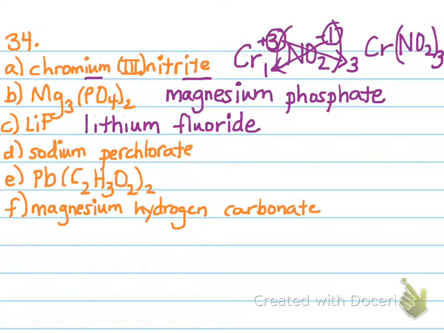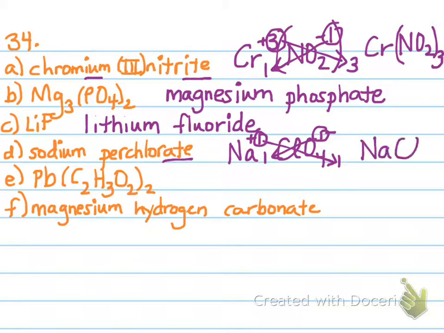Letter D, sodium perchlorate. This I have to write the formula for. Sodium is a metal, so I know this is an ionic compound, plus I have that ate ending, which tells me it's a polyatomic ion. My symbol for sodium is Na. Its charge is +1 because it's in group 1A. Perchlorate is not something I have memorized, so I'm going to use my helper sheet to find perchlorate, which is ClO4, -1. I crisscross down my charges, which are both 1s, so I don't need any parentheses, so it's just NaClO4.